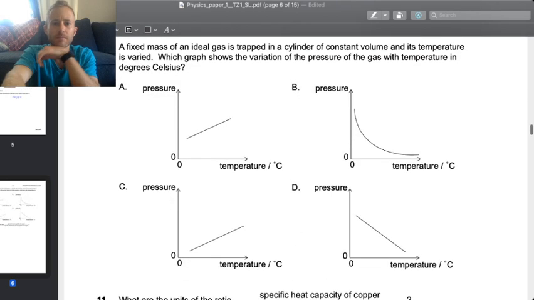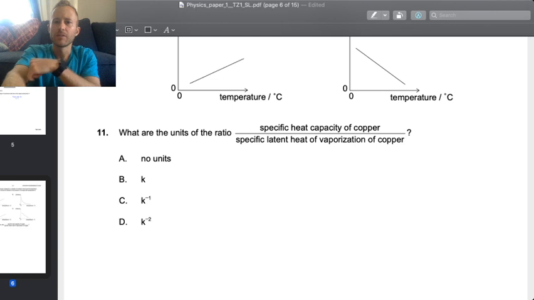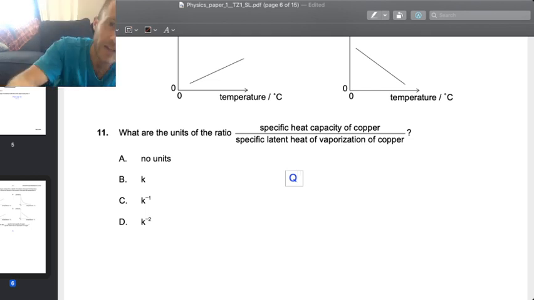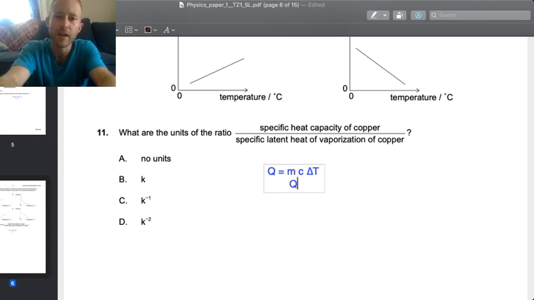Number 11. What are the units of specific heat capacity of copper divided by specific latent heat of vaporization of copper? Okay, that's pretty straightforward. So we know that if something is in a certain phase, the heat required to change its temperature is mcΔT. If something is changing the phase, then the heat required to change the phase is mL.